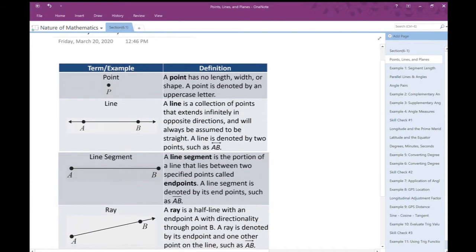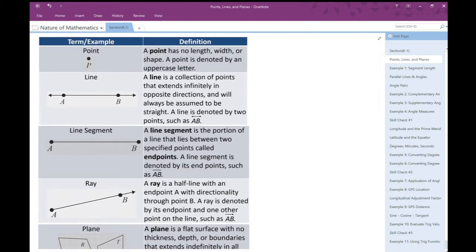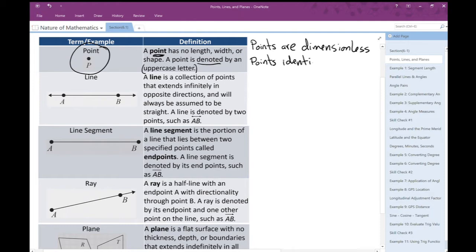We start with our vocabulary, terminology, and how we denote things mathematically. First, we have the point. Points have no length, no width, no shape. So we say that points are dimensionless. A point is denoted by an uppercase letter. So we see we have an example here, point P. P has an uppercase letter. The purpose of a point is points identify a location.